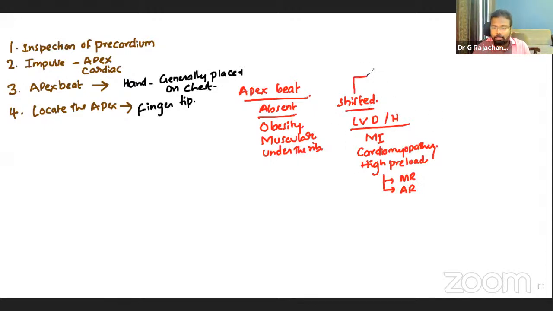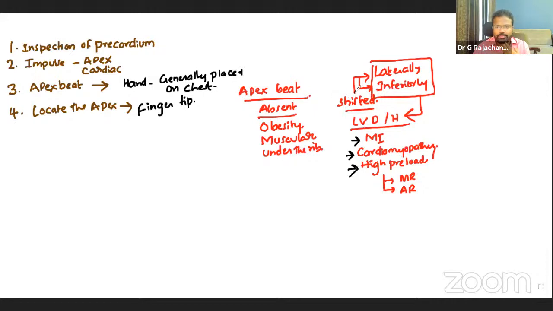Now, if it is shifted because of left ventricular hypertrophy or dilatation, it will be shifted more laterally, and it will be shifted more inferiorly. Please remember this one. Laterally when it is deviated, or inferiorly when it is deviated, the cause could be left ventricular dilatation or hypertrophy. And already we have discussed the different causes of left ventricular dilatation: MI, cardiomyopathy, disorders with high preload like mitral regurgitation and aortic regurgitation.